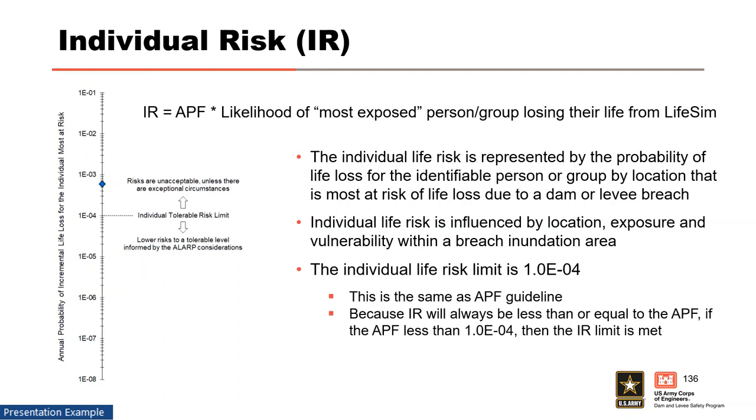The individual life risk limit is 1 times 10 to the minus 4. The individual risk will always be less than or equal to the annual probability of failure. So if the annual probability of failure is less than 1 times 10 to the minus 4, then the individual risk will also be less than 1 times 10 to the minus 4 and below the limit.